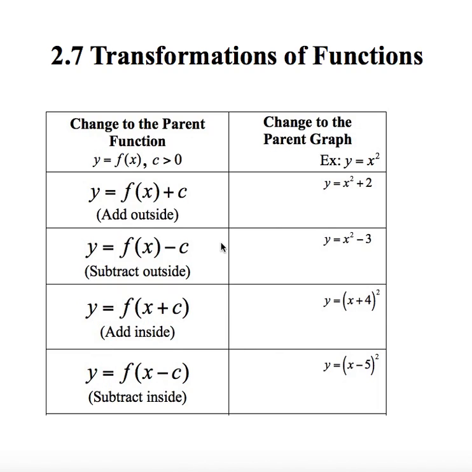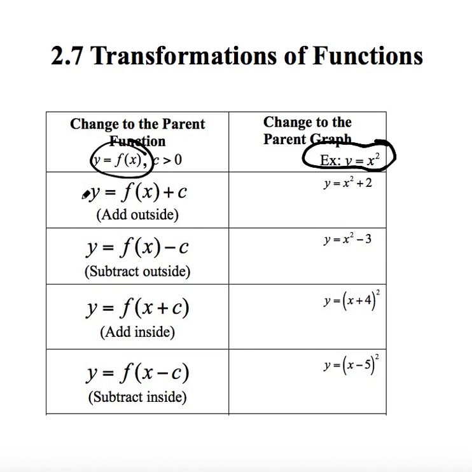So let's look at the notation. First, it says to change the parent function. So our parent function we're going to label as just simply f of x. Now, I have an example over here that we're going to follow or use throughout, which is y equals x squared. That's the specific function we're going to use in our example.